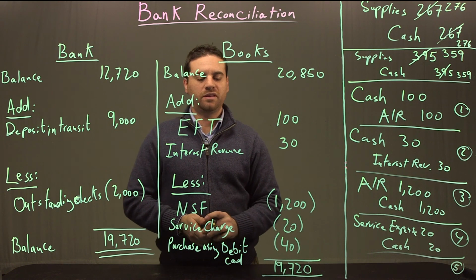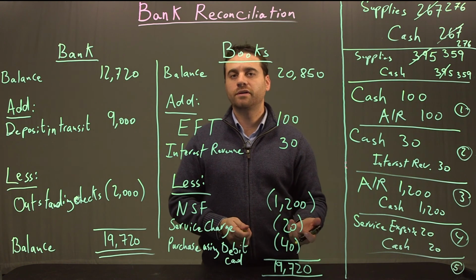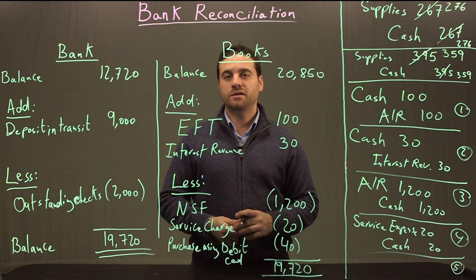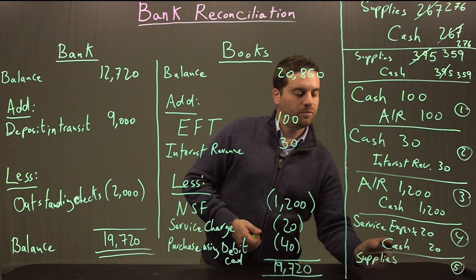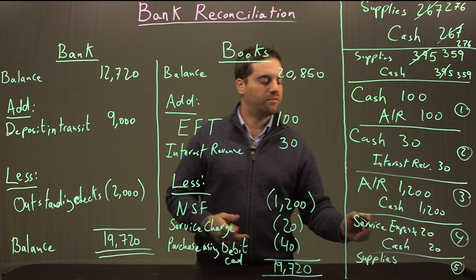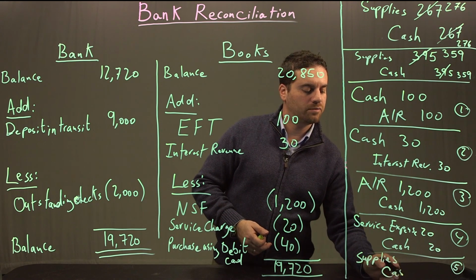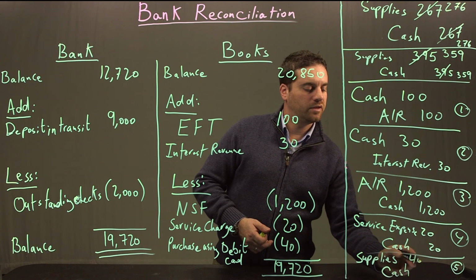And then the last one, purchase using a debit card. That's the one that we forgot to record. Let's say that was supplies. So that would be a debit to supplies because we're purchasing them and it wasn't recorded before, so now we have to record it, and we spent cash for that, so it would be a credit to cash, $40.